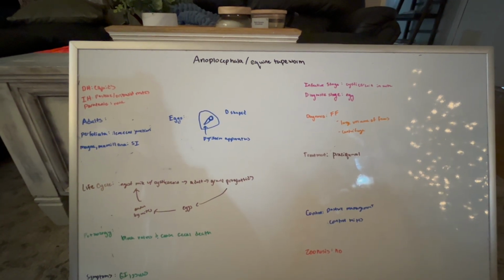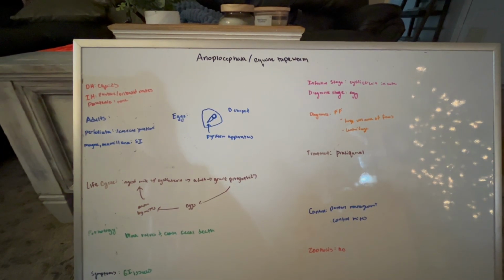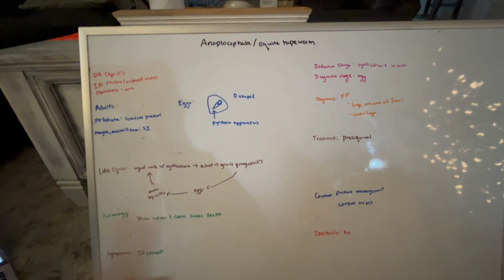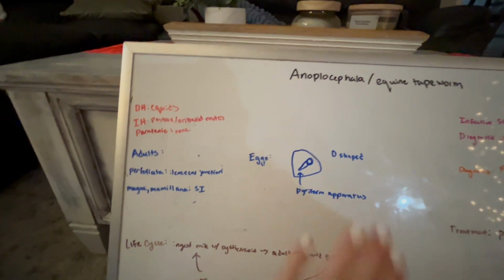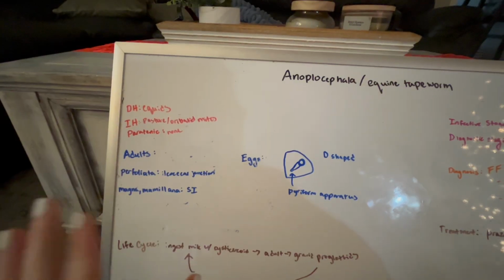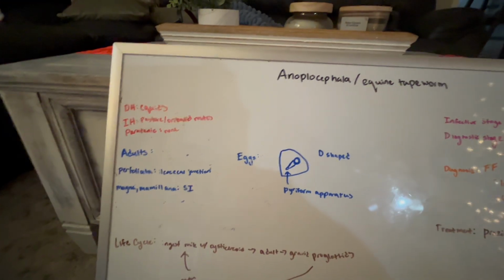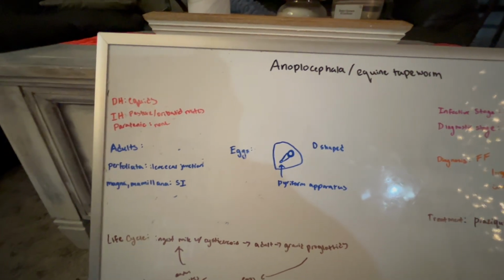This is Anoplocephala, which is the equine tapeworm. There are 3 different species, and the only difference between them is where they go in the body. So the definitive host is going to be your equids. For all of them, though, the intermediate host is your pasture or oribatid mites, so pasture mites.